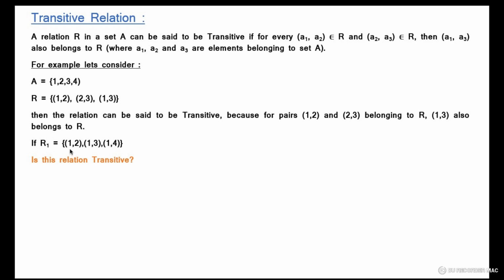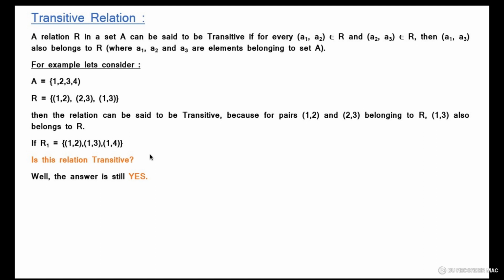Now take another example. If R1 equals {(1, 2), (1, 3), (1, 4)}, is this relation transitive? A common answer would be no, because you will just look at the relation, you don't have any pairs such as (A1, A2), (A2, A3). So you will right away say this is not a transitive relation, but most of us are wrong. The answer is yes. This relation is a transitive relation.